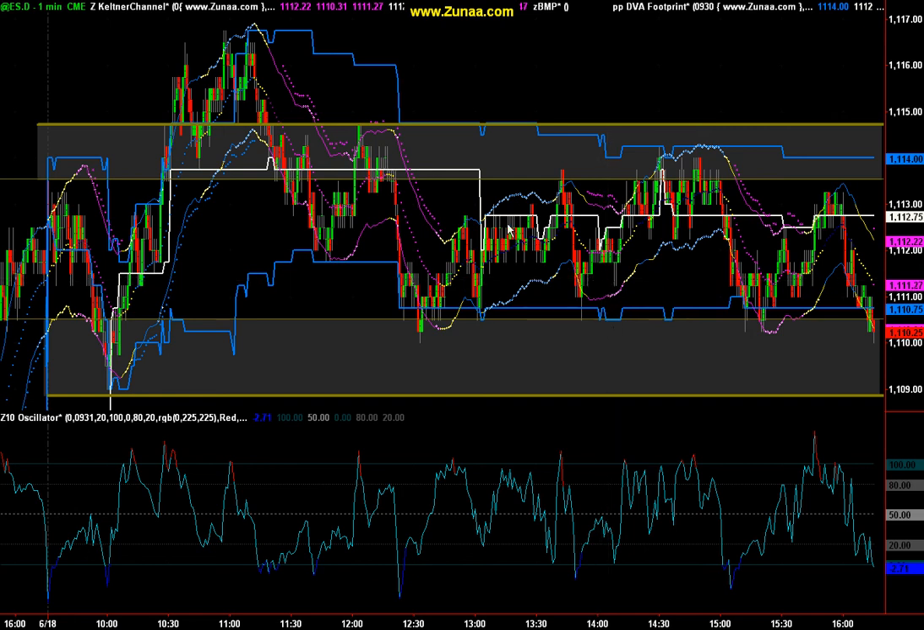My rule of thumb is this: in narrow range days like this, I won't take short trades below the point of control, the developing point of control, unless we break and we're making lower lows. And then vice versa, I will not take long trades above this area unless we're making higher highs. Okay, so these few simple things that I'm talking about here help me dramatically, and I hope it helps you.